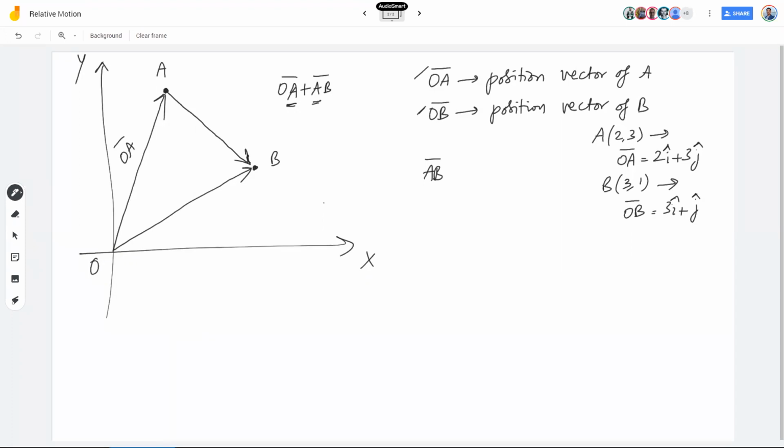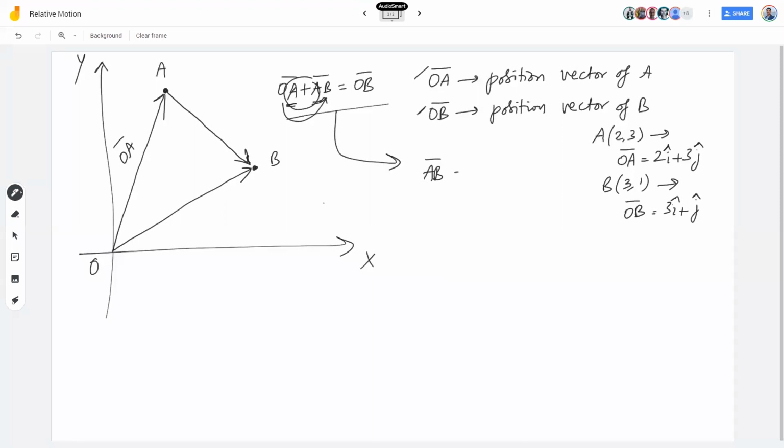Okay, so OA bar and AB bar are drawn successively in this triangle, and the other vector is OB bar. So removing these two, what is the remaining vector? OA bar plus AB bar must be equal to OB bar. From that triangle, using the triangle law of vector addition, you can make this conclusion. Or from that expression, you can write AB bar is equal to OB bar minus OA bar.